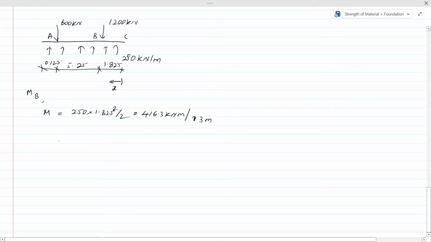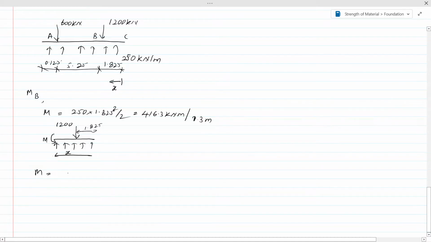Next, we have to calculate the bending moment between A and B. For that, we have to write an equation. Before writing the equation, just draw the loading arrangement. Then it will be easy for us to write the bending moment equation. This is x. Now we know this distance, 1.825. This load is 1200. The moment here we are going to calculate. So let's write the equation.